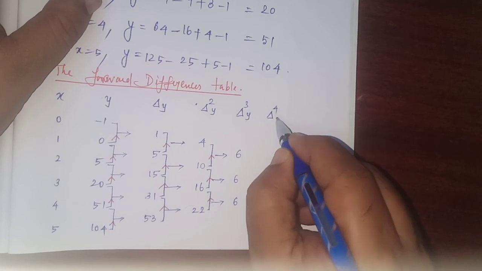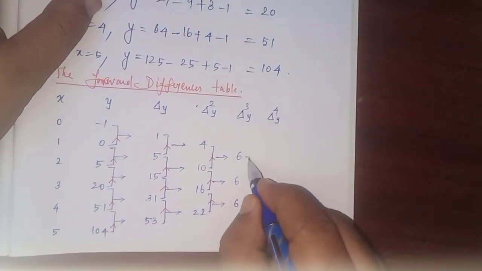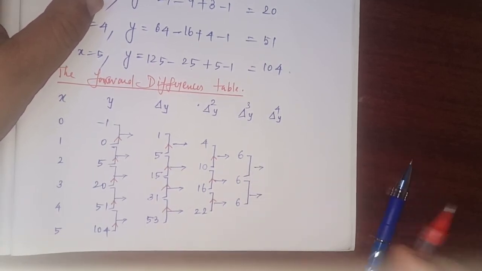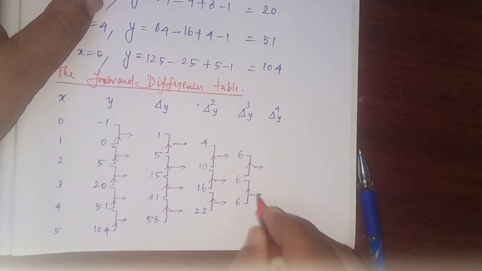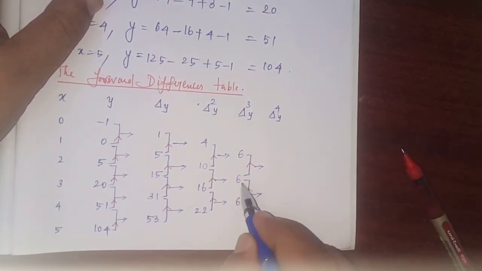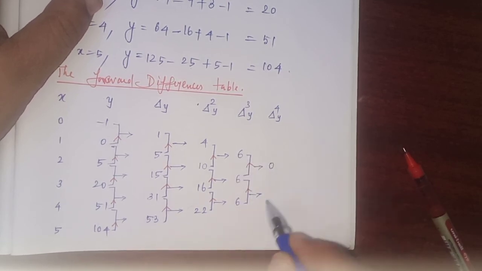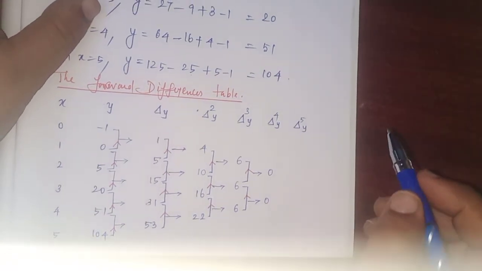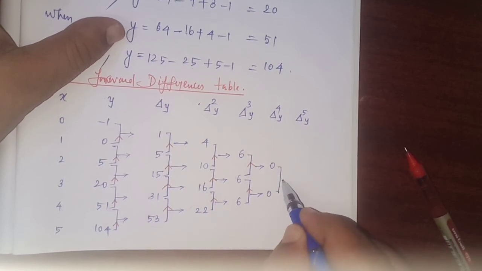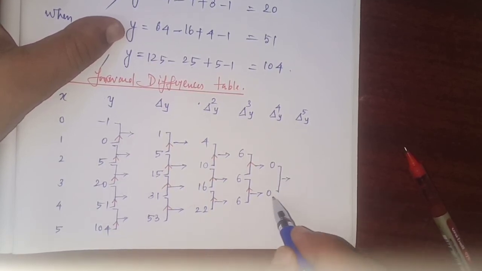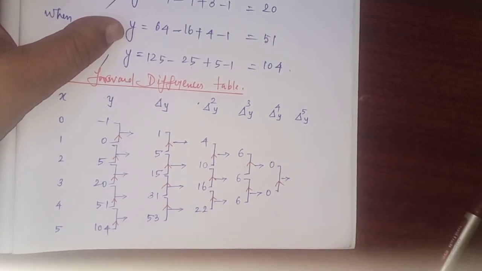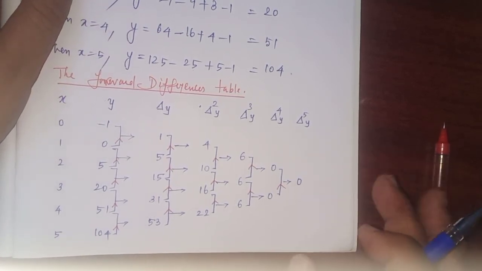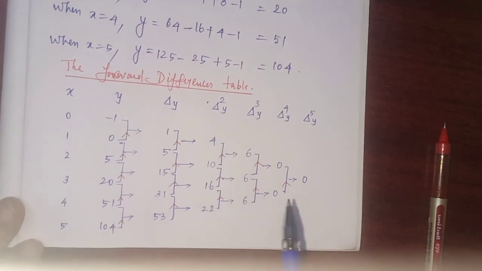Now, del power 4 y. 6 minus 6, you have to subtract. 6 minus 6 is 0. Again, 6 minus 6 is 0. Del power 5 y. Zero minus zero. So basically zero only. Once you get a single number, you have to stop. That's all. This is the forward differences table.